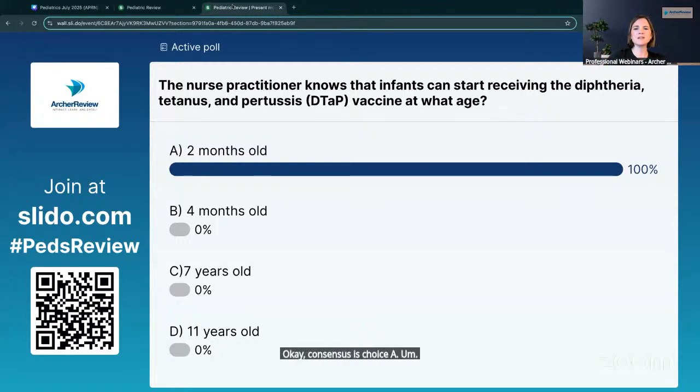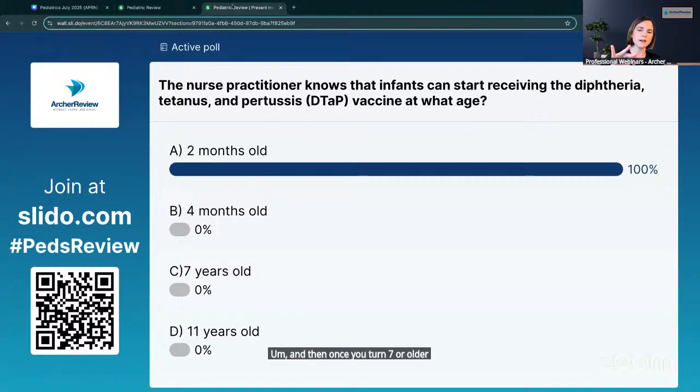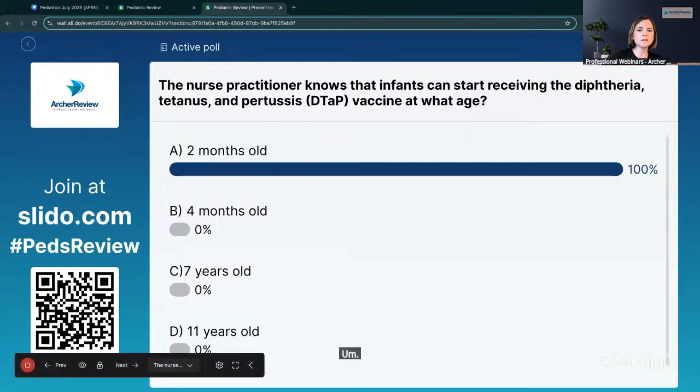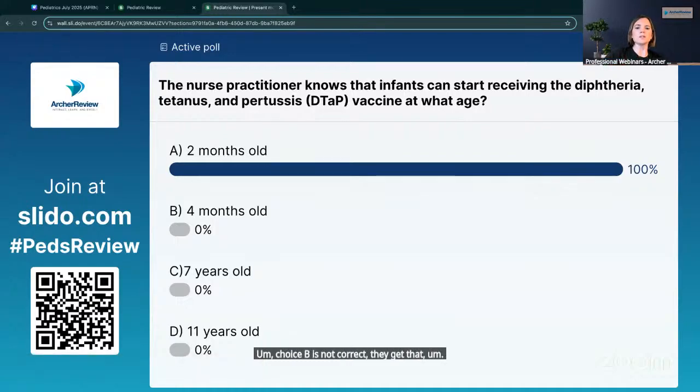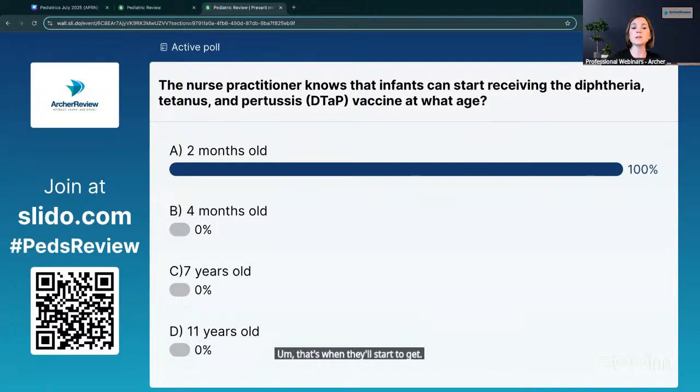All right, consensus is choice A. So infants can receive their first DTaP at 2 months. Infants and children younger than 7-year-olds receive the DTaP. And then once you turn 7 or older, then you get the Tdap. Choice B is not correct. They get that at 2 months. Choice C is incorrect. Starting at 7, like we just said, they can get the Tdap vaccine. And then choice D, obviously starting at 11, that's when they'll start to get other vaccines like the meningitis vaccine.